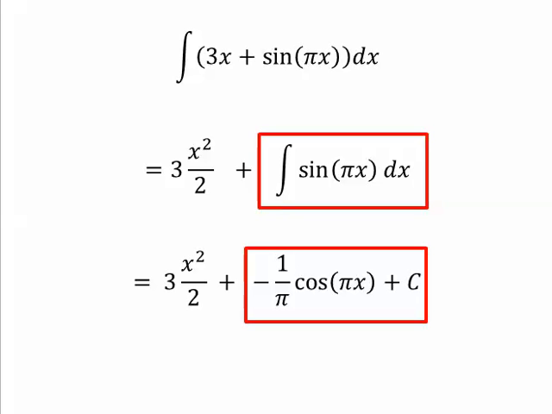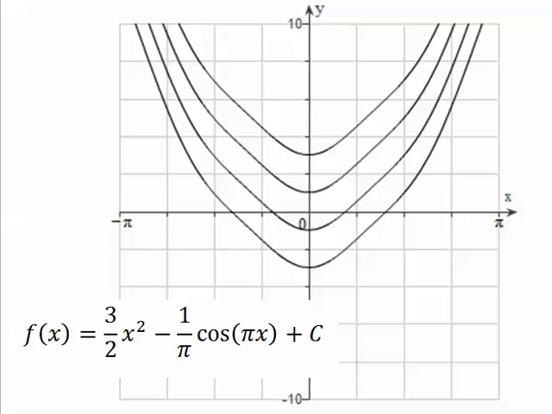All right, so we found the antiderivative of 3x plus sine of pi x. And remember, when we find the antiderivative, it's not really one solution, it's an infinite number of solutions. And they will all look like these graphs here. And these graphs are just vertical shifts of one of the solutions. So which of these infinite number of solutions is the right solution? Well, this is where the second requirement comes in handy.